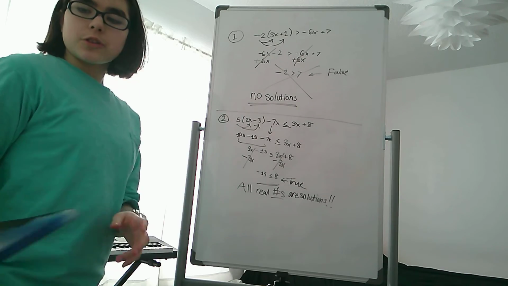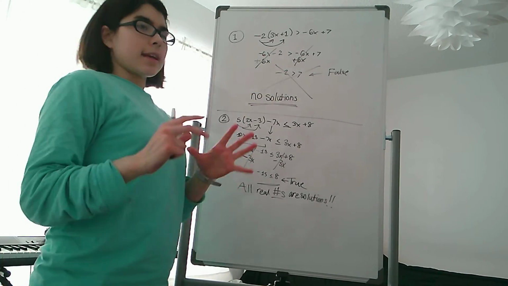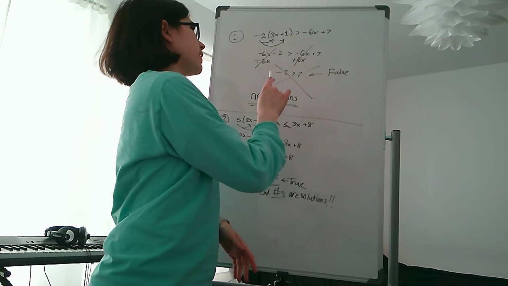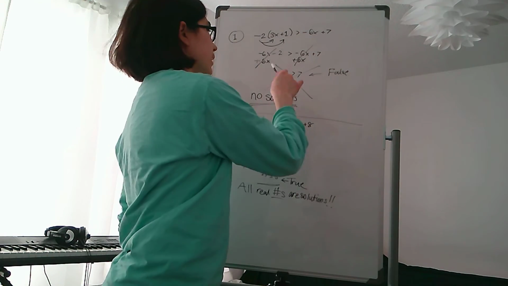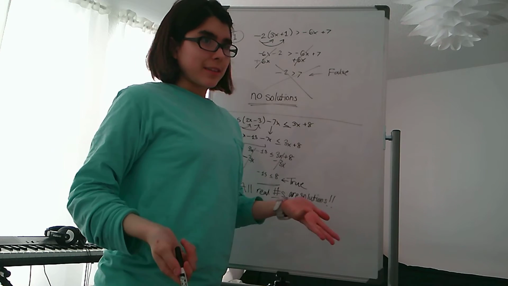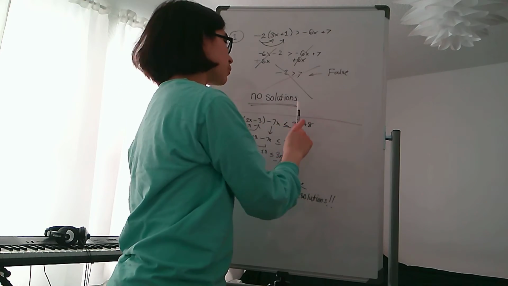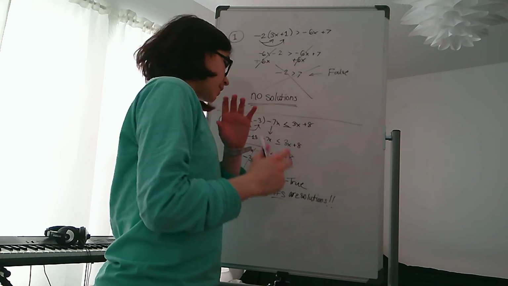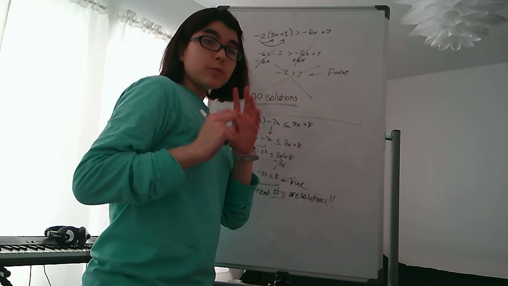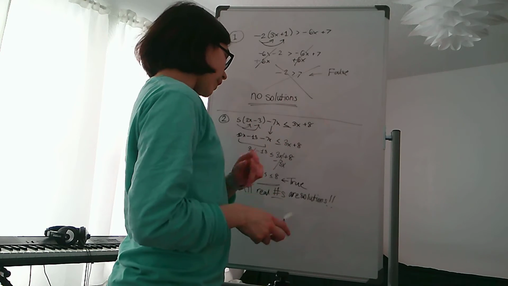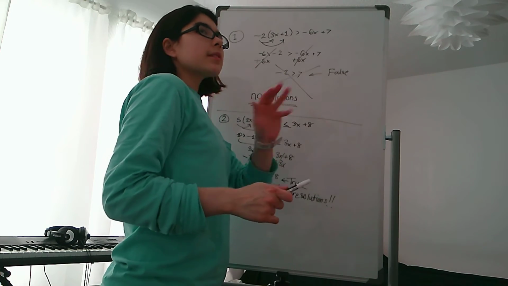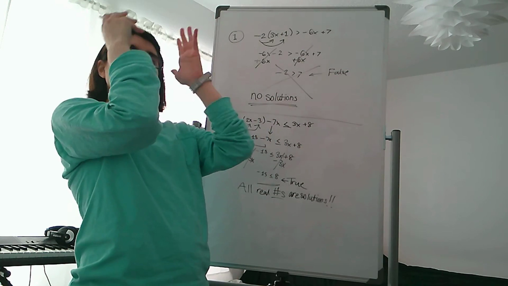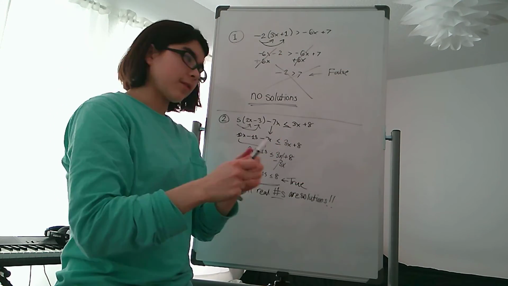When you come down to two constants like this, and it makes an untrue, a false statement, a false inequality, like negative 2 is greater than 7, that's not true. That's false. No solutions. But if the constants in the inequality do make a true statement, negative 15 is less than or equal to 8, that is true. That's always true because negative 15 is a lot smaller than positive 8.